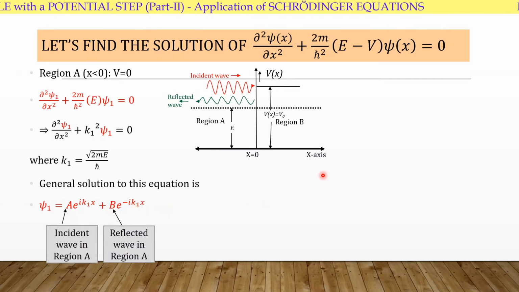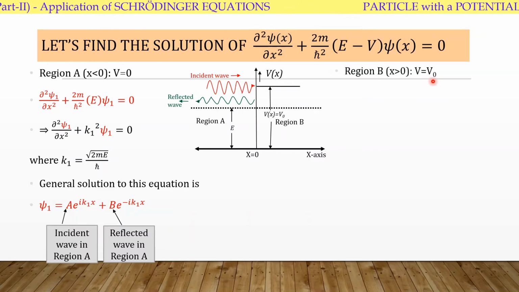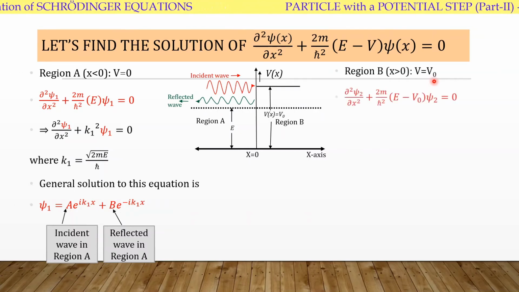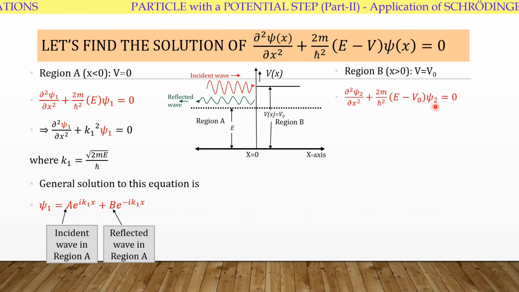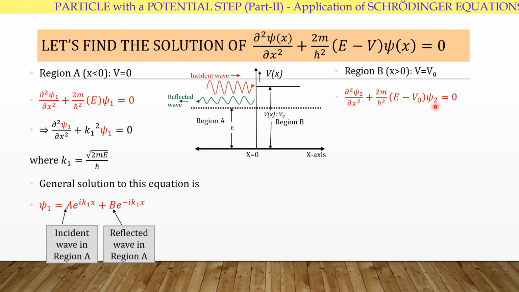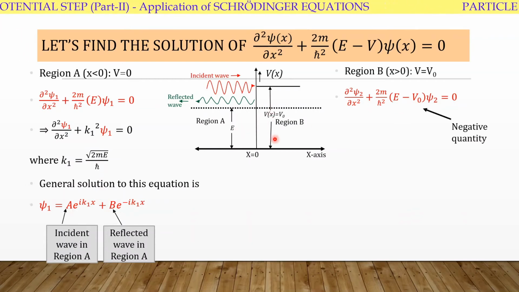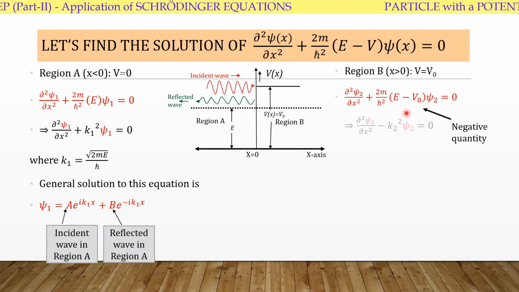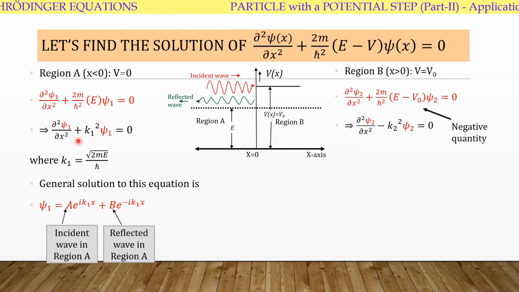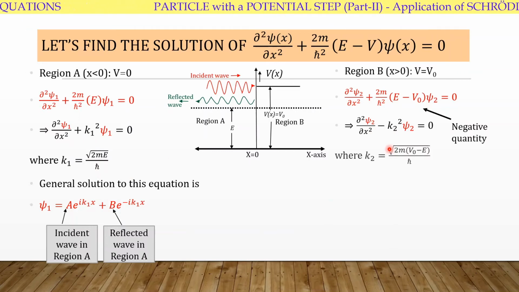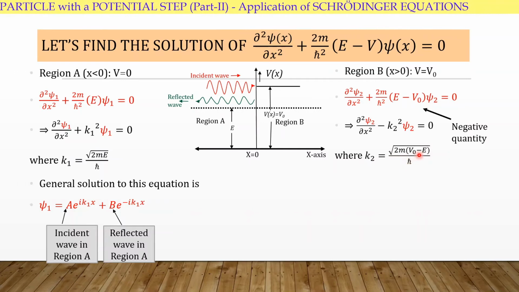So now let us find out the solution of the Schrödinger wave equation for region B, where the potential is the finite potential V0. So rewrite the Schrödinger wave equation, replace V here by V0, and the wave function in region B is ψ2. Now see that E − V0 here is a negative quantity just because the energy E is very much less than V0. So while writing it in terms of the wave propagation vector, the negative sign appears here, which is quite contrary to the previous situation. So here again, k2 is √(2m(V0 − E))/ħ, since the energy here becomes V0 − E.